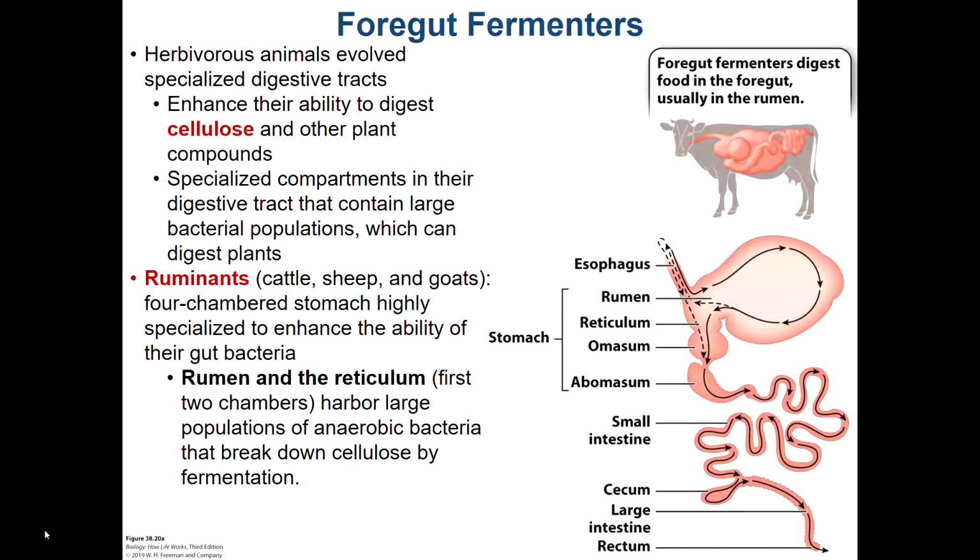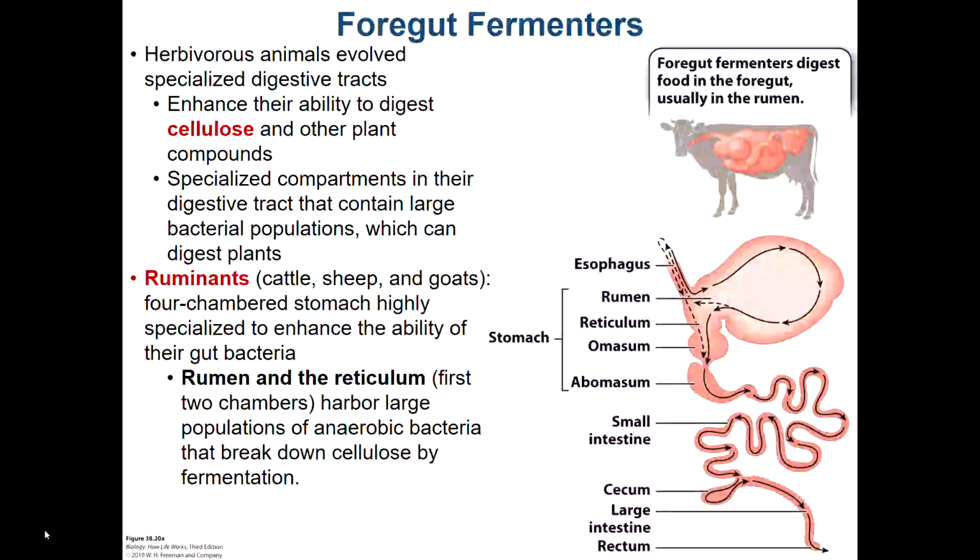Herbivorous animals have evolved specialized digestive tracts. This enhances their ability to digest cellulose and other plant compounds. Most herbivores cannot digest cellulose on their own because they lack the enzyme cellulase, which is what is required to break down cellulose. So herbivores have specialized compartments in their digestive tract that contain large bacterial populations which can produce cellulase, and so they're able to digest the plant material.